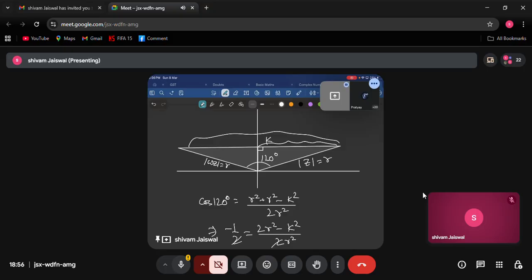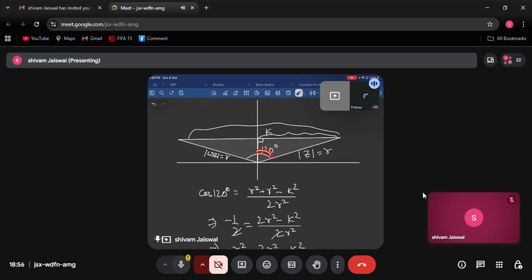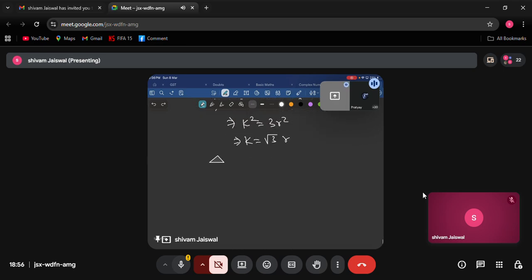This angle is 60 degrees, and this side is root 3 by 2r. Are you able to follow? Since this is root 3 by 2r and this angle is 60 degrees, we can find the height. So what is the height of the triangle? You can use tan theta, tan 60 degrees.